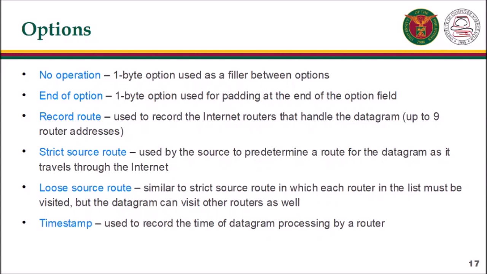The record route is used to record the internet routers that handle the datagram. The strict source route is used by the source to predetermine a route for the datagram as it travels through the internet. The loose source route is similar to the strict source route in which each router in the list must be visited, but the datagram can visit other routers as well. The timestamp is used to record the time of datagram processing by a router.